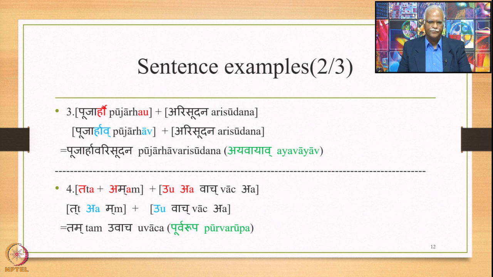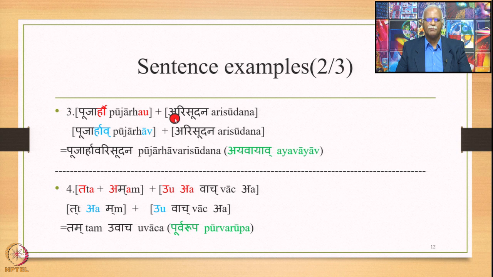Similarly, the other example is pujarhau and arisudana. Katham bhishmam aham sankhe pujarha varisudana. Ishubhi pratiyotsyami pujarha varisudana. Katham bhishmam aham sankhe dronam cha madhusudana. Ishubhi pratiyotsyami pujarha varisudana. So here we have pujarhau plus arisudana, au followed by a.